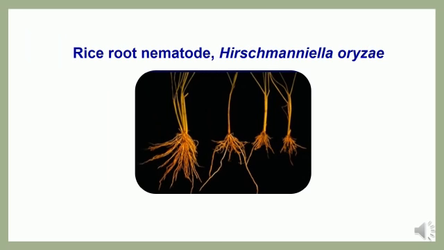Next is the rice root nematode, Hirschmanniella oryzae. This nematode is associated with Mentek disease of rice. The symptoms involve retardation of growth, reduction in tillers, and occasional chlorosis. Flowering is delayed by about 12 to 15 days, which results in late maturation of the crop. Affected roots turn yellowish brown and then black and rot.